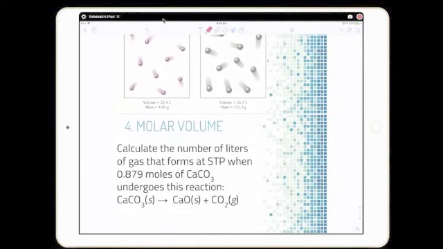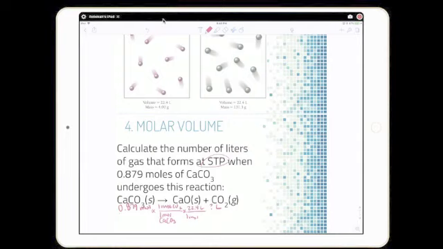So last question. Calculate the number of liters of gas that forms at STP when this many moles of calcium carbonate undergoes this reaction. So I can take this many moles of calcium carbonate and figure out how many liters of carbon dioxide gas. First, we're going to use a mole ratio, right? For every 1 mole of calcium carbonate, I make 1 mole of carbon dioxide. If I'm at STP, 1 mole of CO2 is equal to 22.4 liters of that gas at STP. That's the only reason I'm able to use this shortcut.